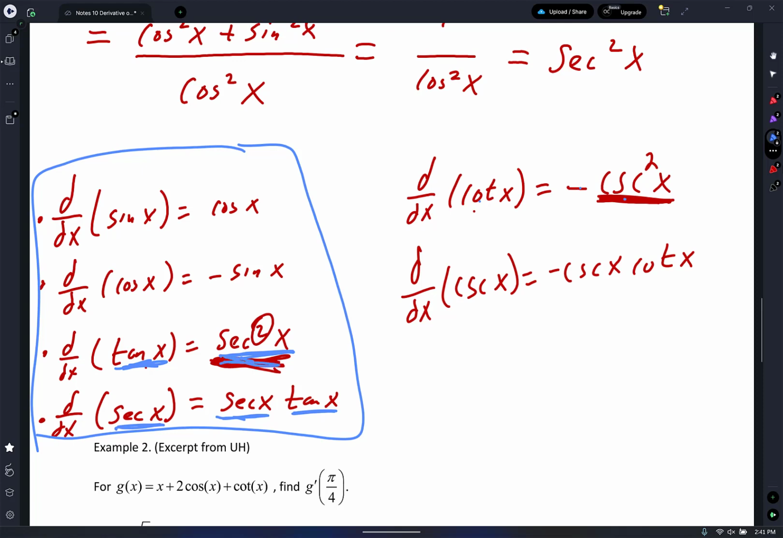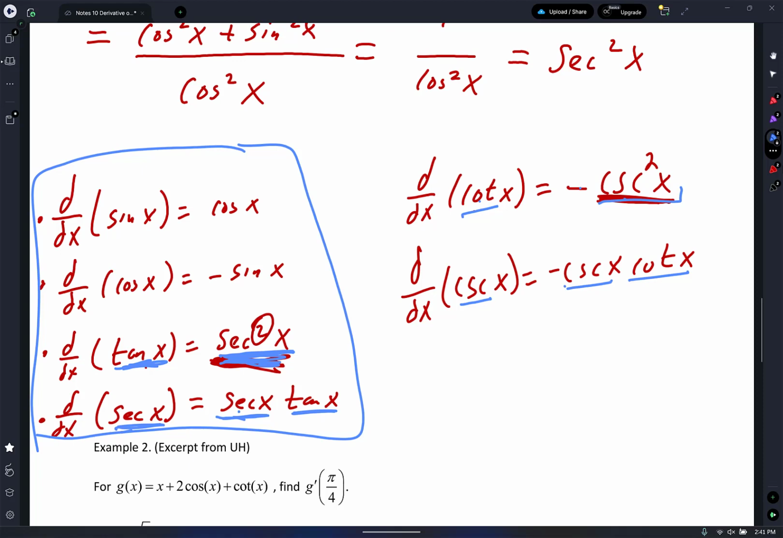So look, what's the derivative of tangent? Secant squared. What's the derivative of cotangent? Negative cosecant squared. What's the derivative of secant x? Secant x tan x. What's the derivative of cosecant x? Negative cosecant x cotangent x. See how they're kind of related? I did a bad job of explaining it the first time, but hopefully now it's making sense. So look, let's do it again.